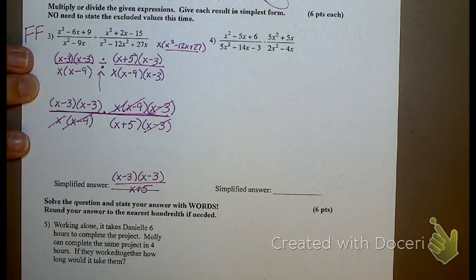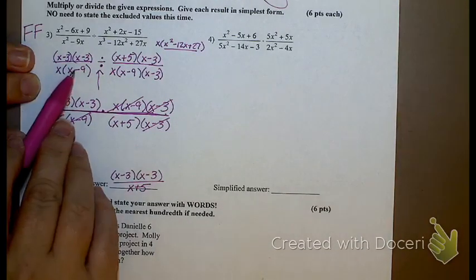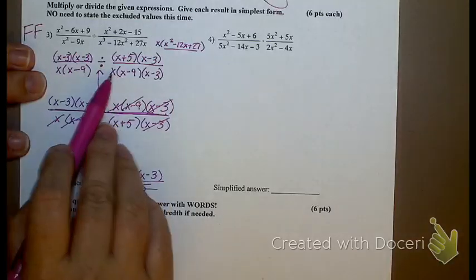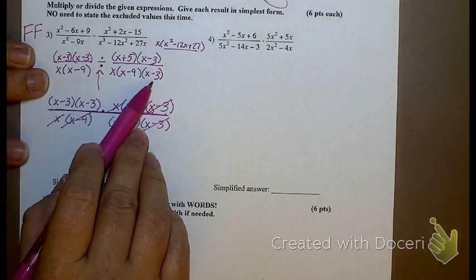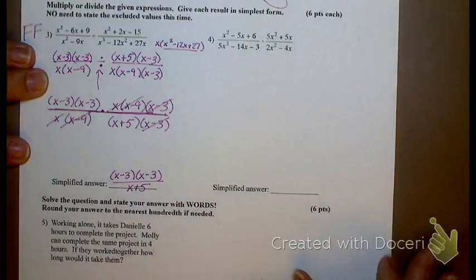Okay? So if I asked you for excluded values, would this be a hard problem to state the excluded values on? Because you're already factoring anyways. So I have 0, 9, 0, 9, 3, right? And then the division means I also have to take negative 5 and positive 3. Those would be my excluded values.